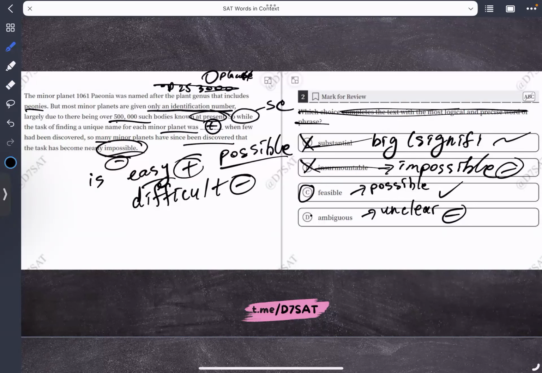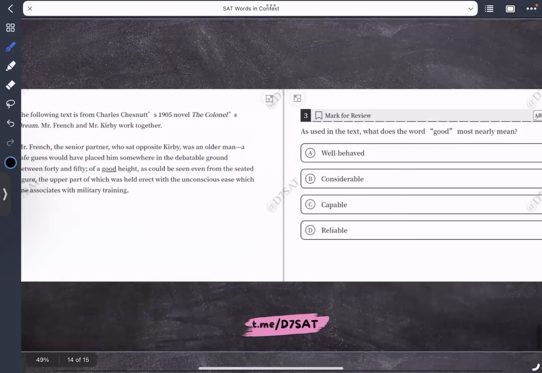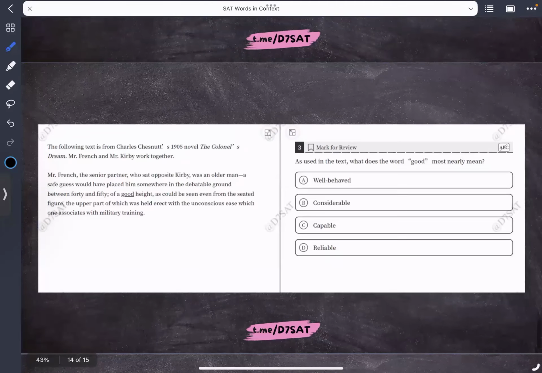So A out, B out, D out. And the last question, please pause it and try to solve it. Okay, as you see in the text, what does the word "good" most nearly mean?